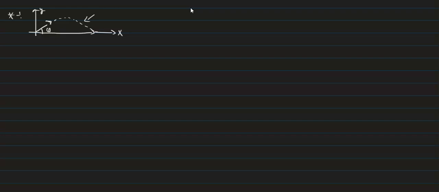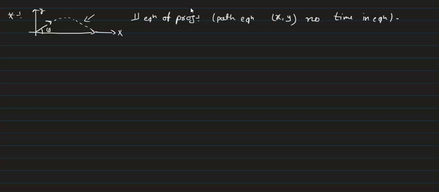So today our topic of interest is to find the equation of projectile in x and y coordinates. So the first thing, the equation of projectile is known as the path equation. Path equations are those equations which contain only the coordinate terms like x and y. There will be no temporal term, meaning no time involved in the equation. Are you getting it? So this is called the path equation.